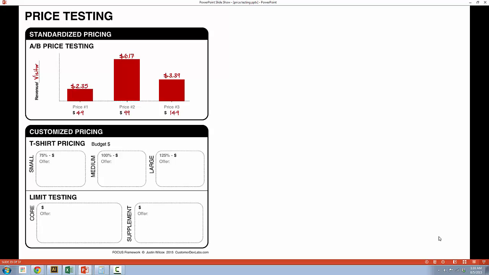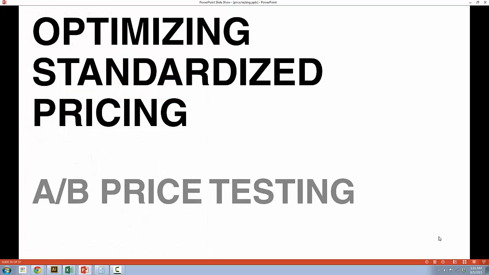All right, so that is the fundamental. That is what A/B price testing looks like, and that is exactly how it works, and that's how to avoid any pitfalls with doing it. Right. So that's standardized pricing, A/B price testing.